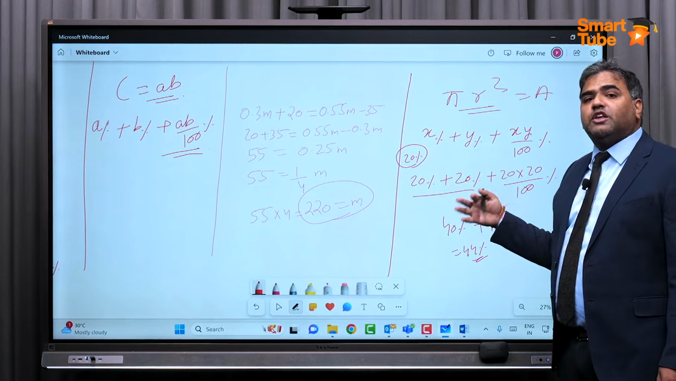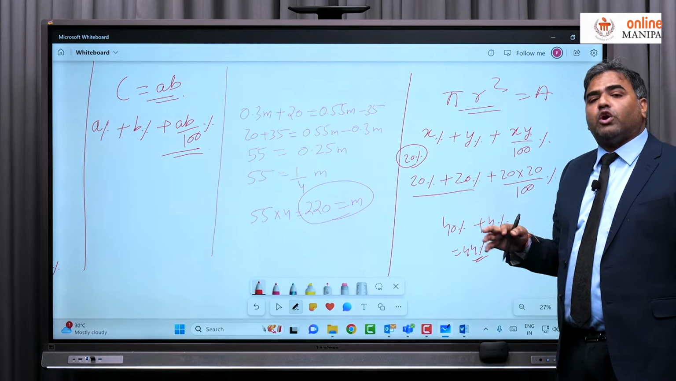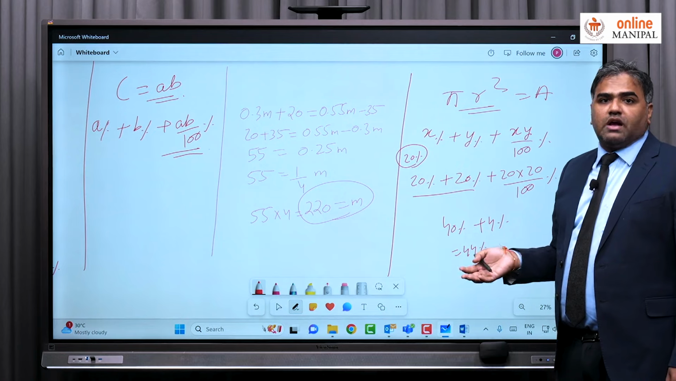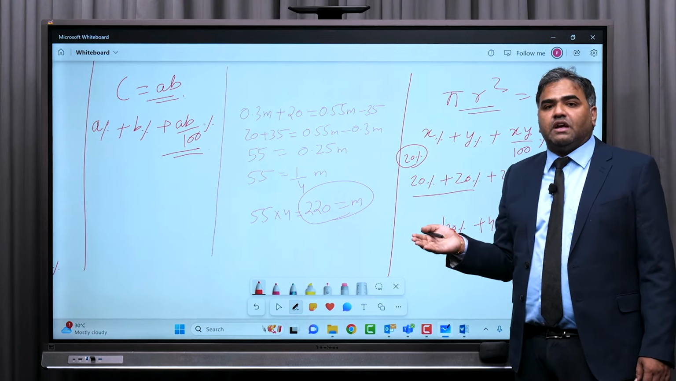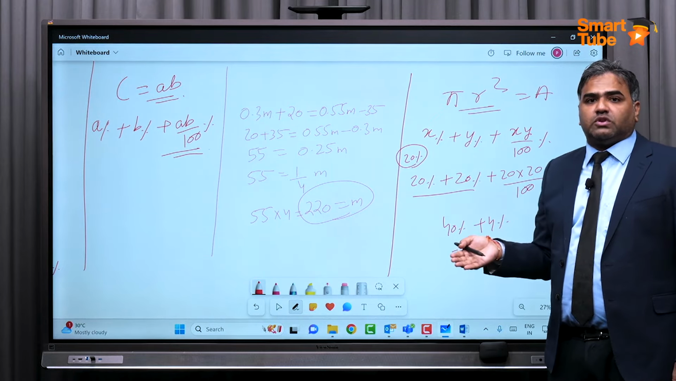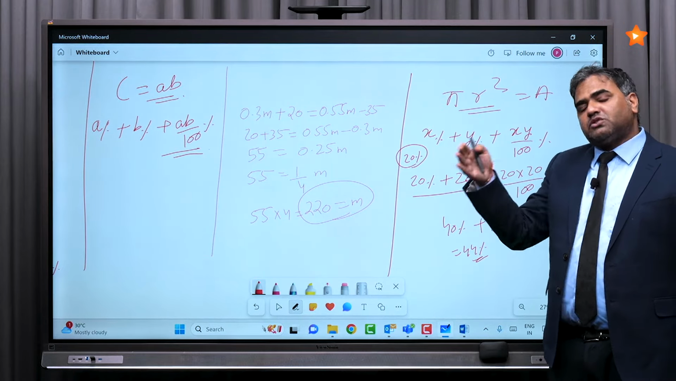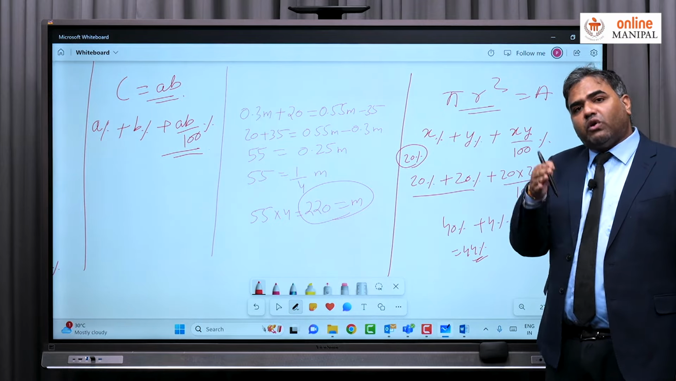Imagine if this were a cube. If you talk about a cube, what is the formula of the volume of the cube? Side cube. And imagine if the edge of the cube increased by 20%, then what is the percentage increase in the volume of the cube? So that would be 20% plus 20%. If you take, you will get 44%.